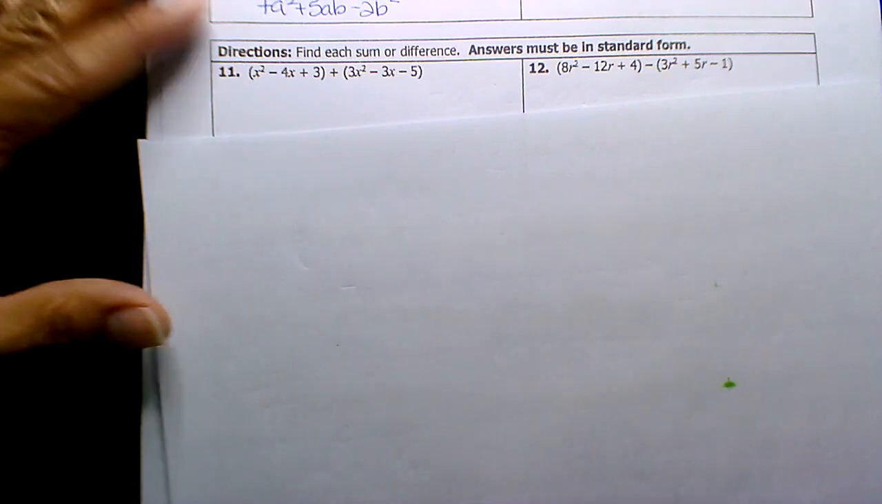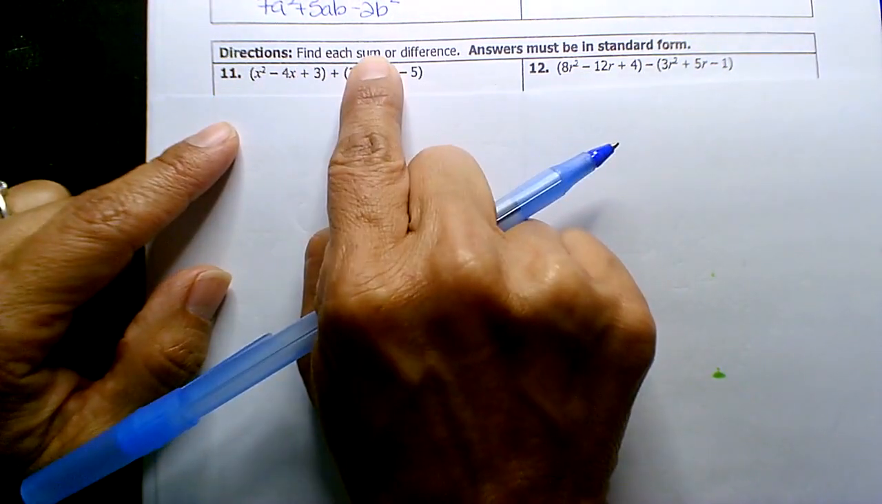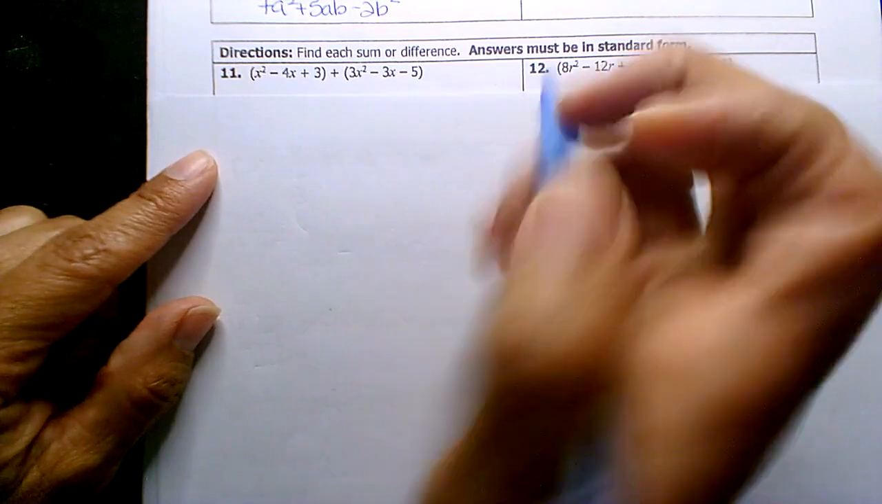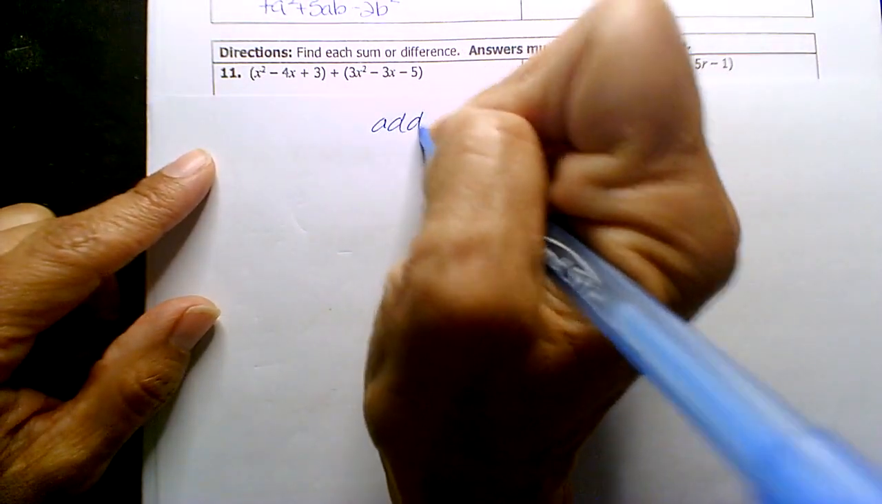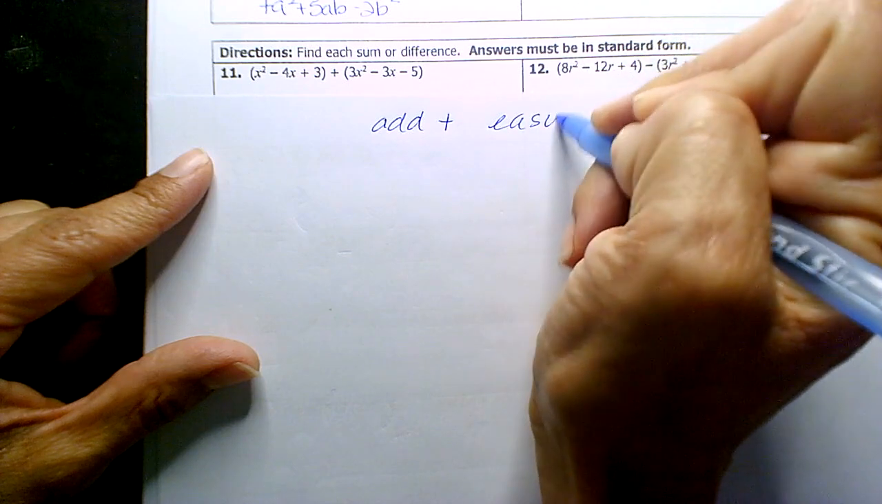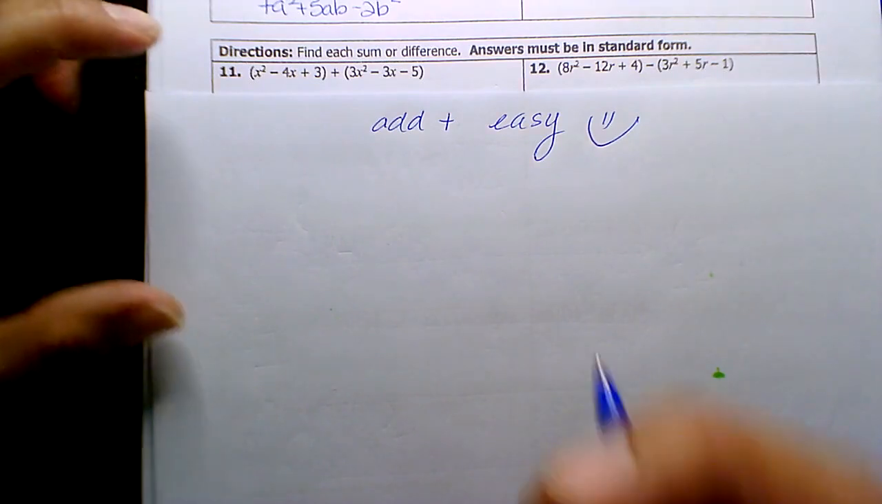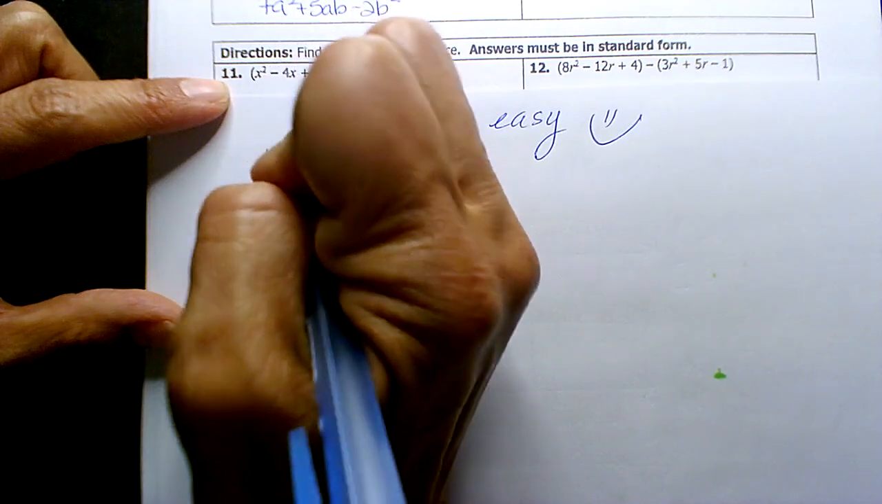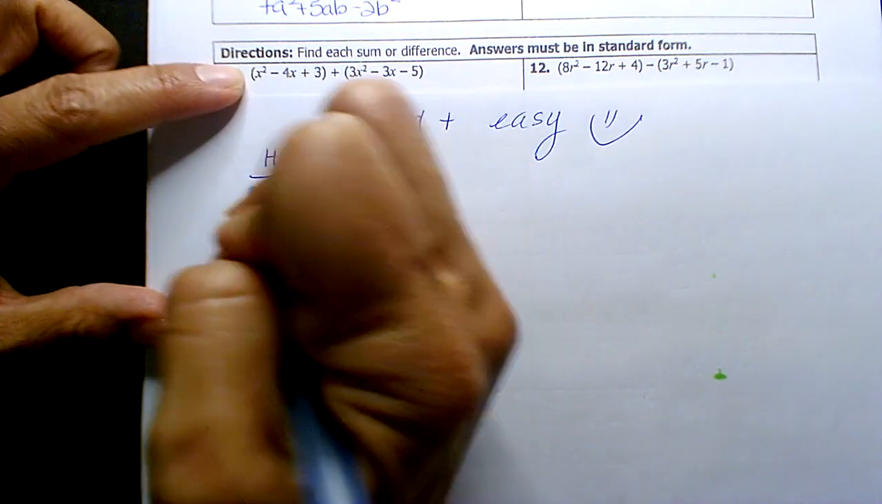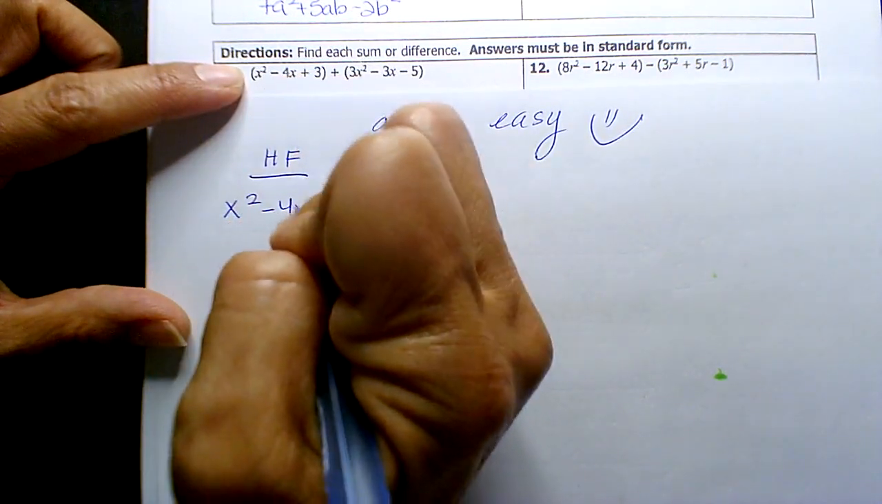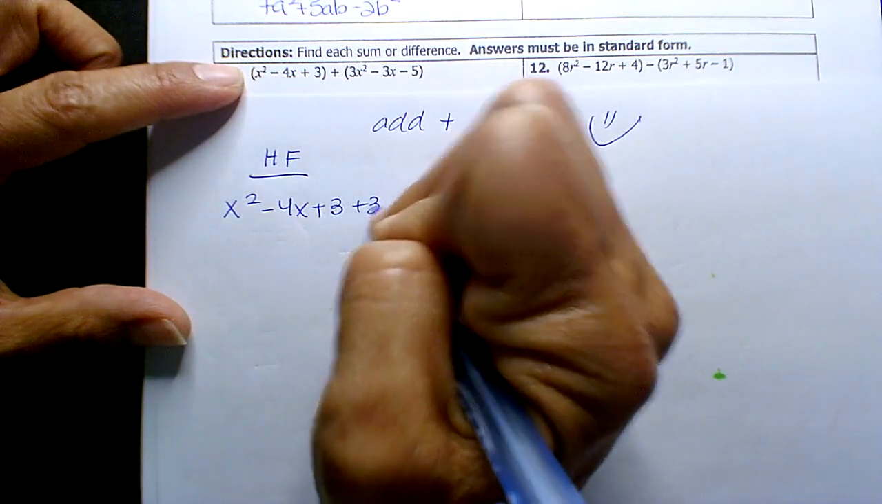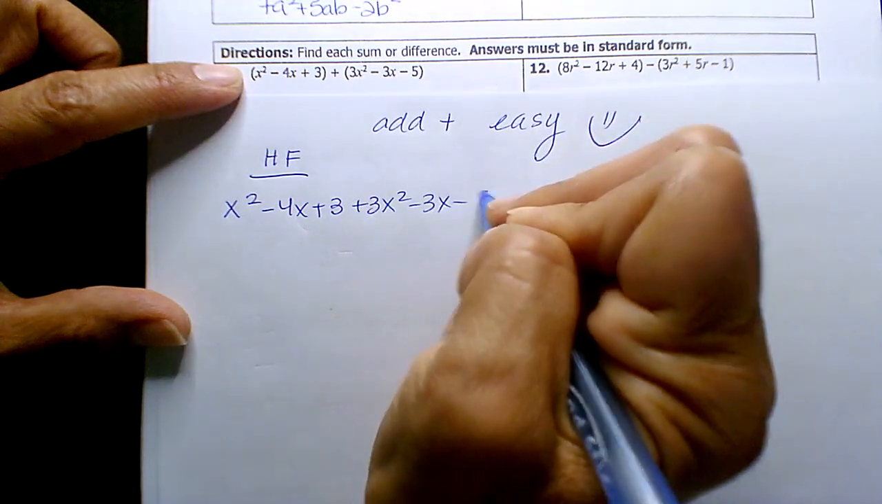So look, for number 11, you're adding and subtracting. So find your sum or difference. Okay, so if you're adding, it is really, really easy. You guys do great at it. Very rarely do you ever make mistakes. Okay, so if I do the horizontal format, you have parentheses, x squared minus 4x plus 3, plus 3x squared minus 3x minus 5.